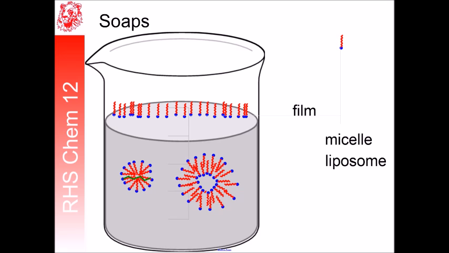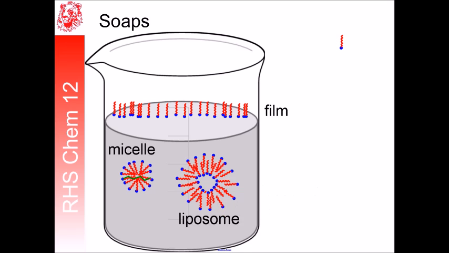So you have a film of water on the surface, you have a micelle, and then down here you have a liposome. Now liposomes are very useful. They use them a lot in pharmacology, because you can put different kinds of drugs in here and they will protect them from the outside world.